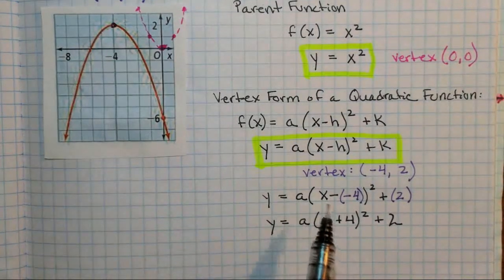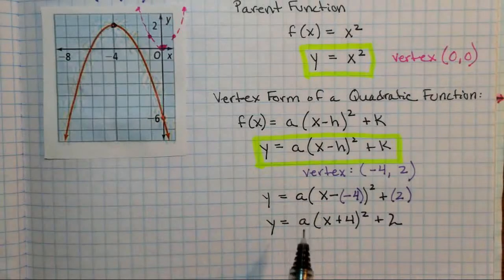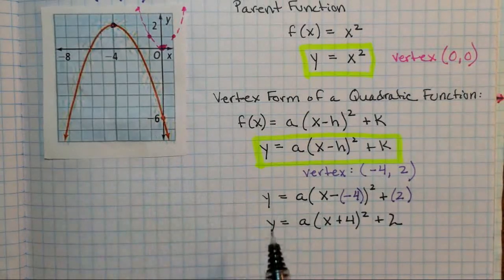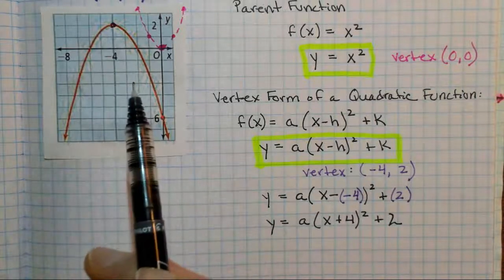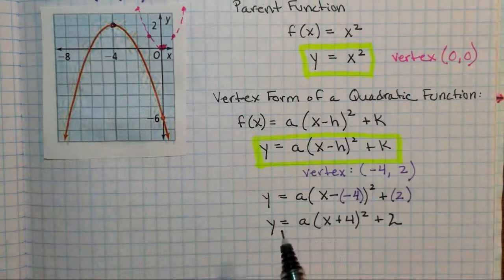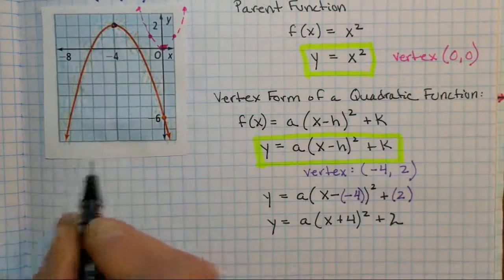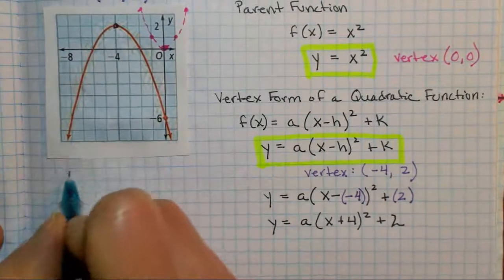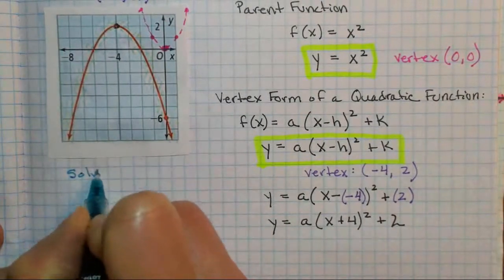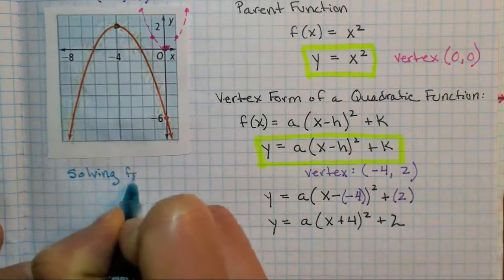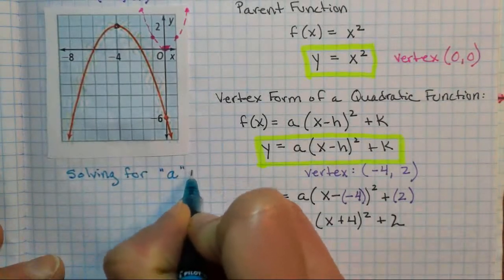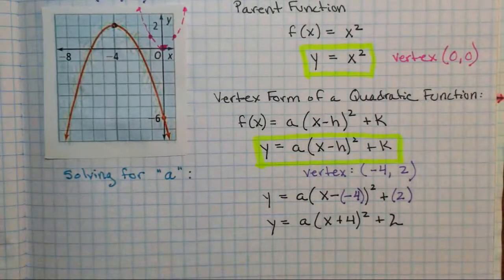So if you notice here, though, I need to figure out what a is. So I'm not just going to guess. I can find an x and a y value from my graph somewhere, substitute it in, and solve for a. So let's do this over here. So I'm going to do solving for a. Okay? So that's what I'm going to do over on this side.